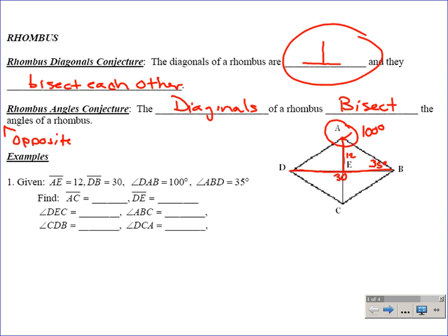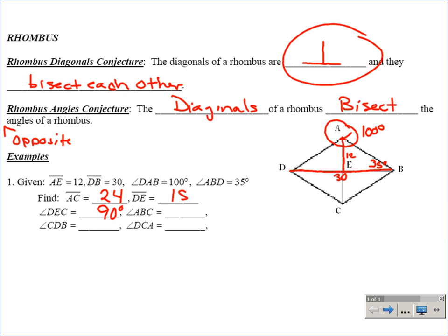Okay? How long is AC? How long is this entire diagonal then? If we know half of it's 12, how much is the whole thing? 24. If we know the whole diagonal over here is 30, how long is half of it? 15. That's pretty good. Angle DEC. So D to E to C. Well, diagonals are perpendicular, so what would that have to be? 90 degrees.